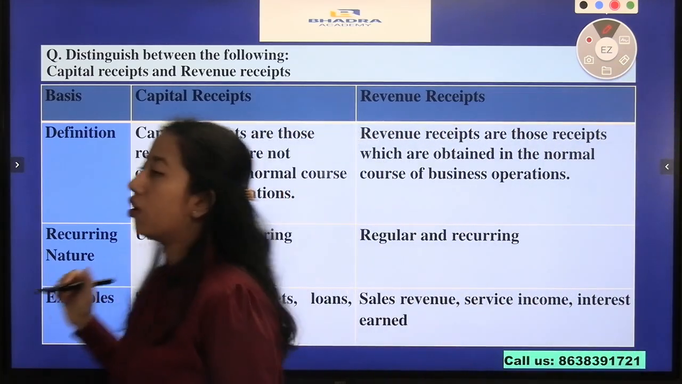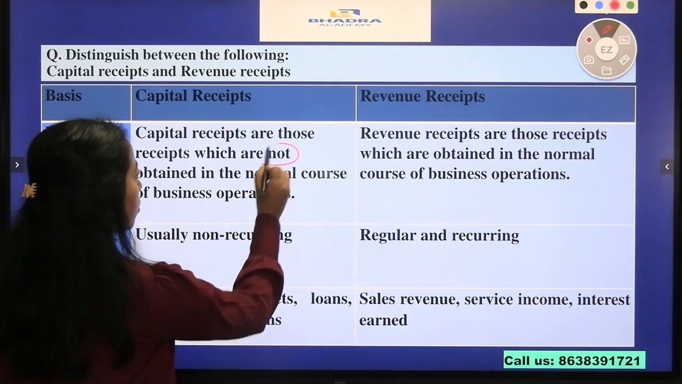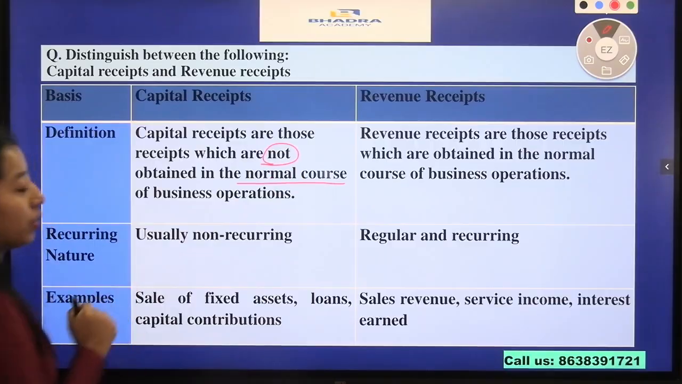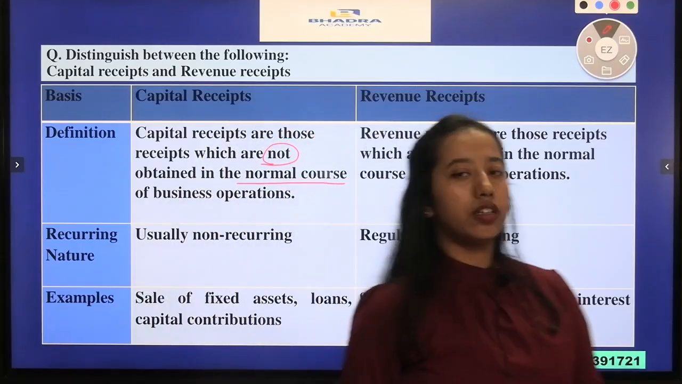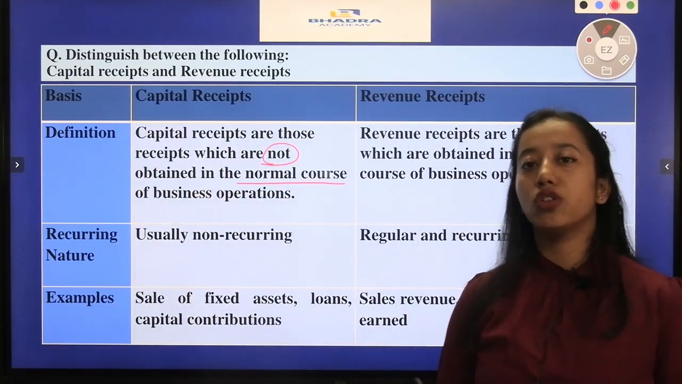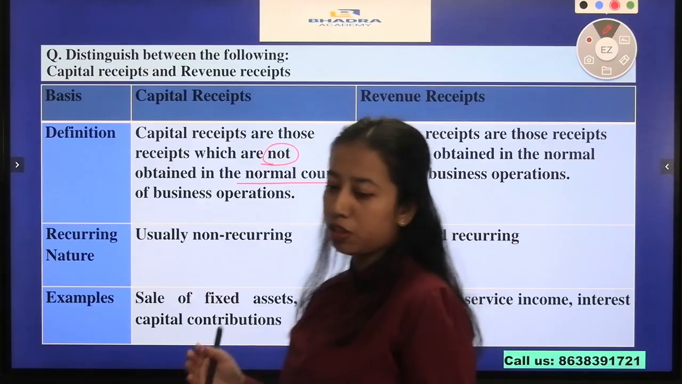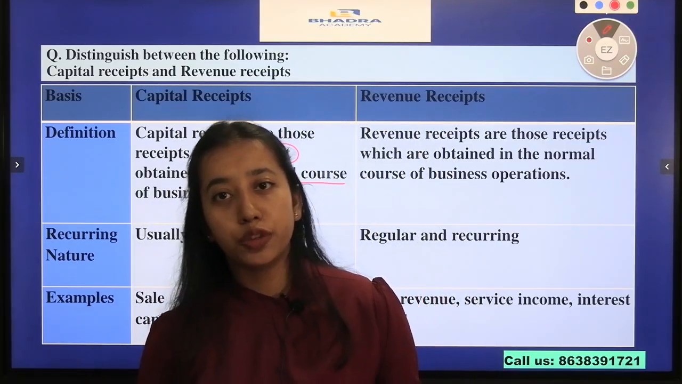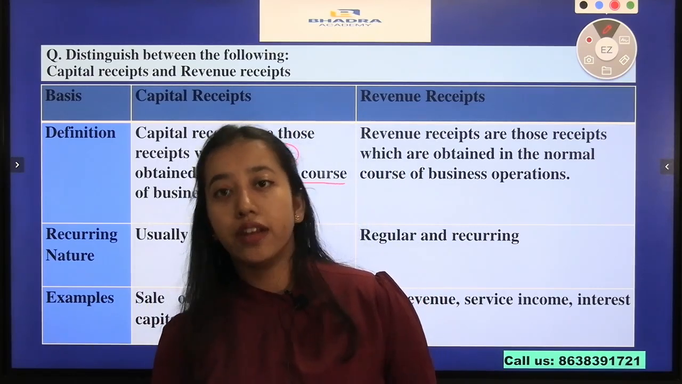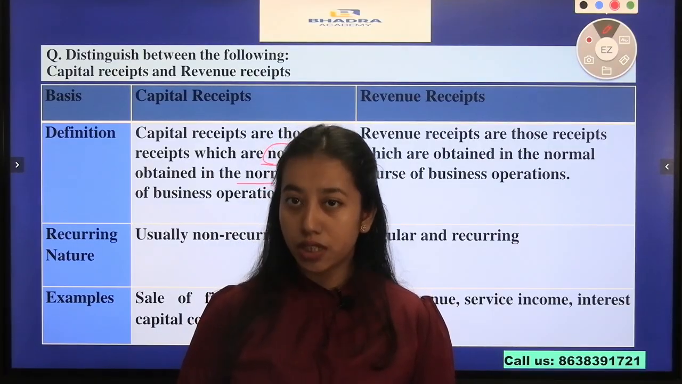Here the definition of capital receipts is: capital receipts are those receipts which are not obtained in the normal course of business operations. Okay, so what is the normal course of business operation? Normal course of business operation means, why does a business start? To earn profit, to produce goods, to sell them and earn revenue. This will become the normal course of operation for a business.